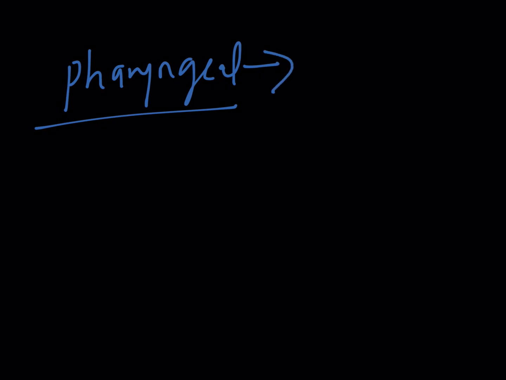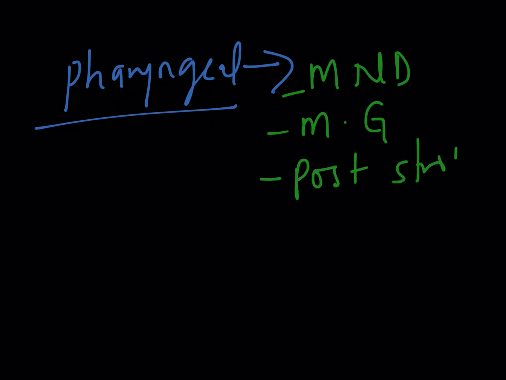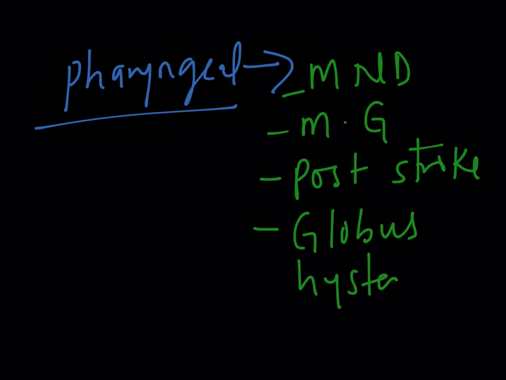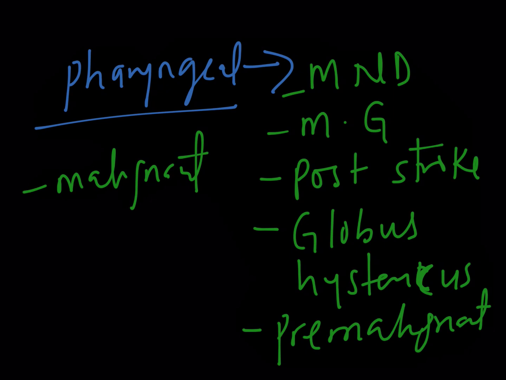And then in the pharynx, we have things like the motor neuron disease. We also have the myasthenia gravis, and we also have patients who had stroke. And we have globus hystericus. This is a psychological disorder. It's a kind of feeling a person feels like he's having something in his throat, like a foreign body. So it causes difficulty in swallowing. And there are also pre-malignant and malignant conditions.